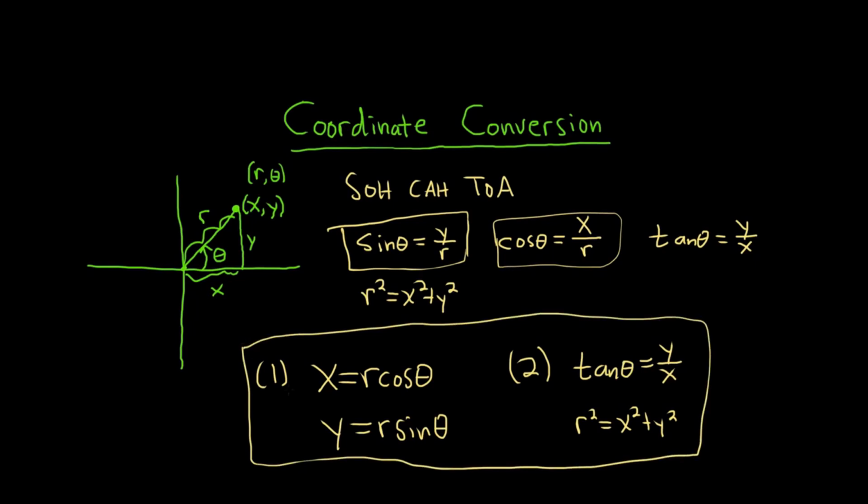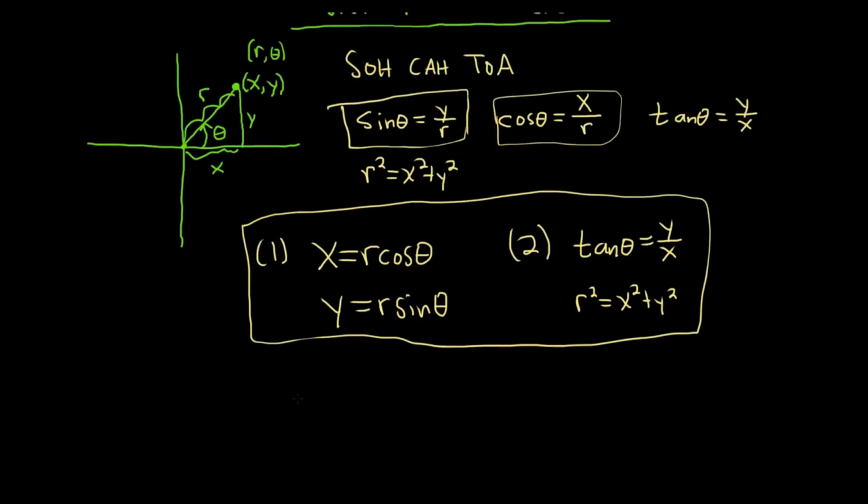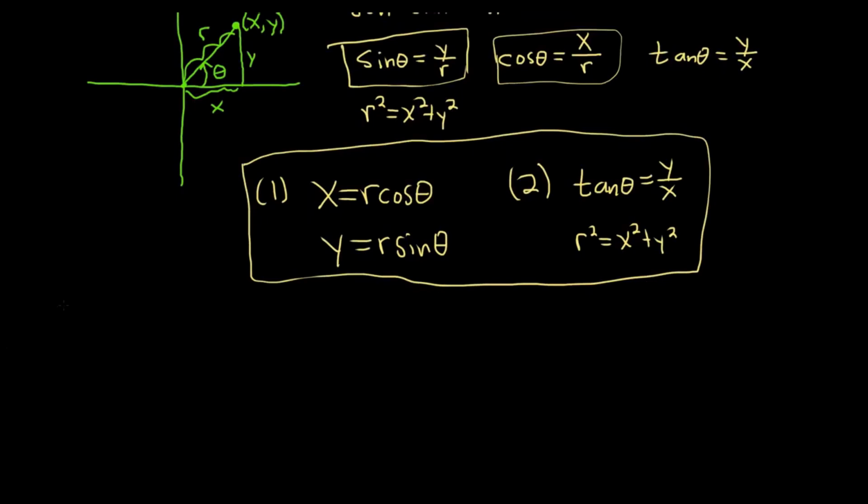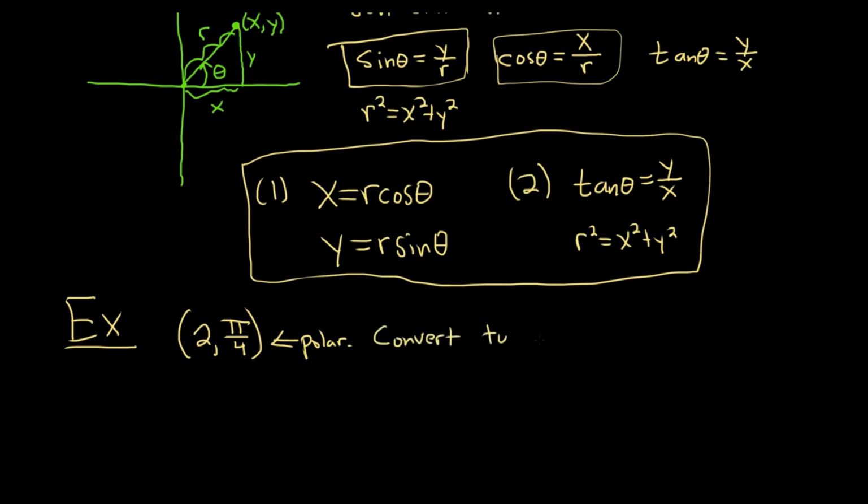Let's go ahead and do a simple example. I'll make one up. How about we have 2 and then pi over 4. This is a polar coordinate, and let's convert this to rectangular.